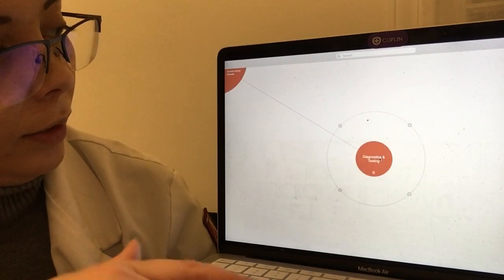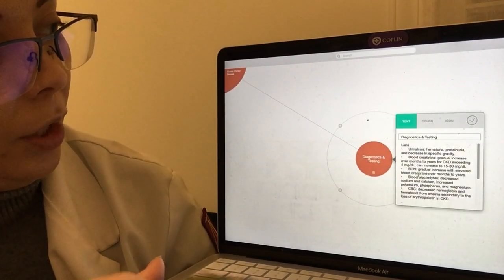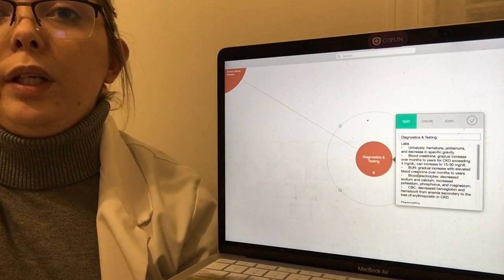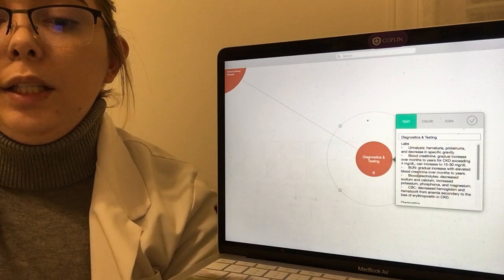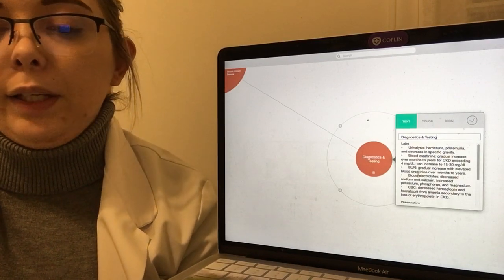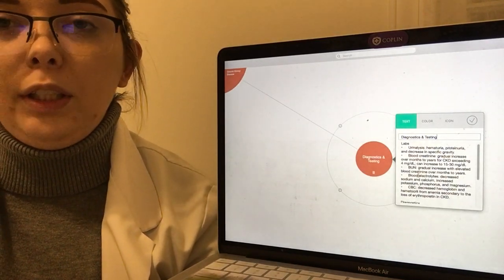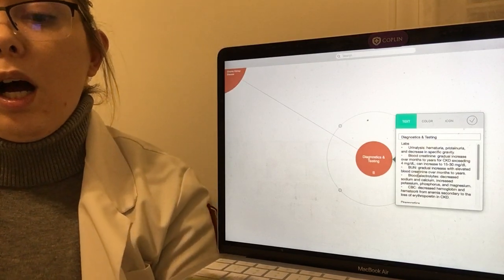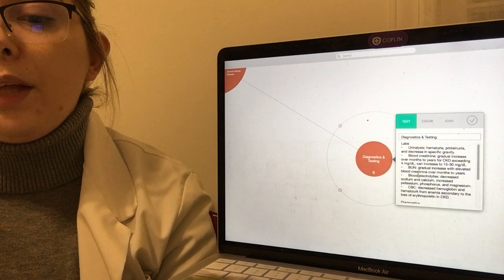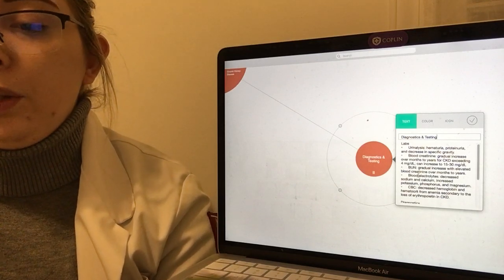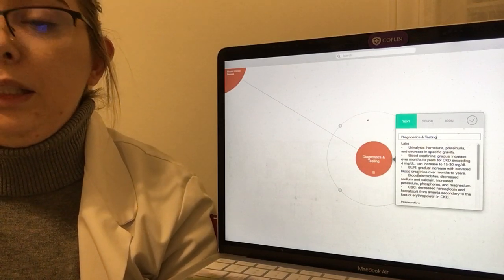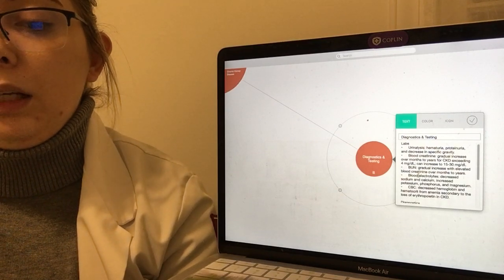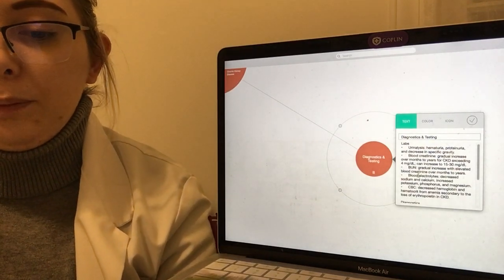So the diagnostics and testing, which again, the labs, what we're going to see here is doing a urinalysis. So you're going to be looking at things like hematuria, proteinuria, a decrease in specific gravity. You're also going to be looking at the blood creatinine, which is a gradual increase over months to years with CKD, and it can increase over those months.